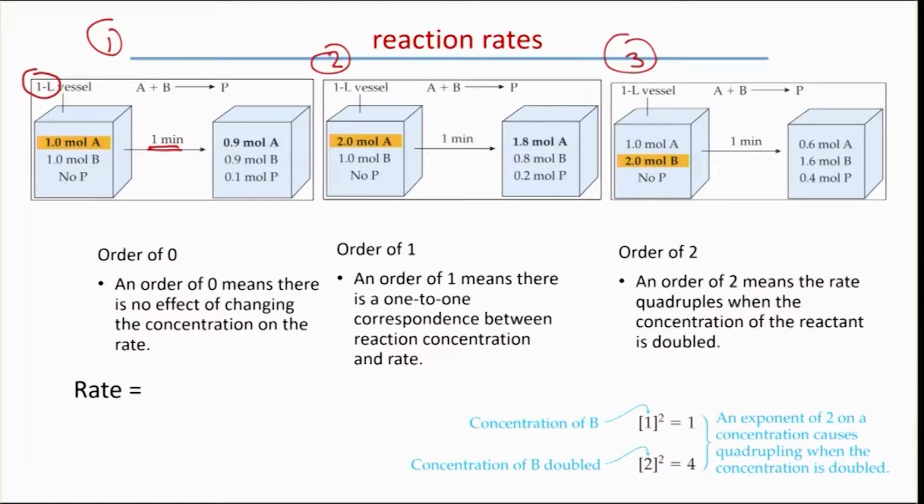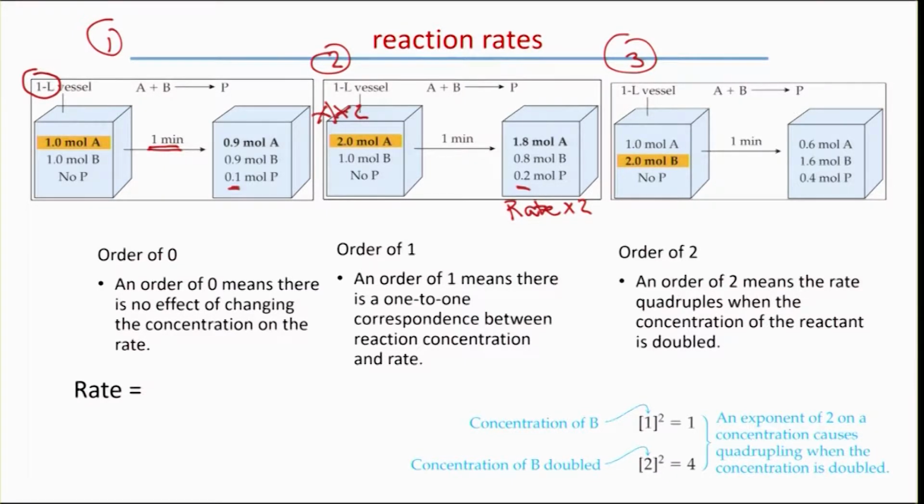So we did make 0.1 moles of P before, but when we doubled A, A went up by 2. We increased the concentration of A times 2, so the rate of making P went up by 2. All right, let's go to the next one for a minute, and then we'll come back and talk about what these mean.